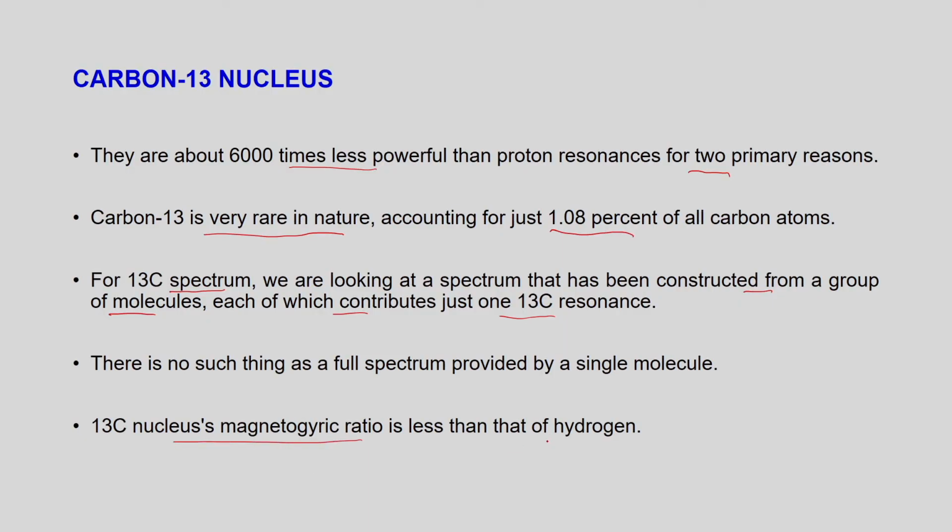Because it absorbs at a low frequency, the NMR spectrophotometer is arranged in a similar manner so as to adjust the frequencies of absorption. So, you can say that the frequency of absorption is pretty low in the case of carbon 13 when compared to proton nuclei. This was an important point, that the magnetogyric ratio is less than that of hydrogen.